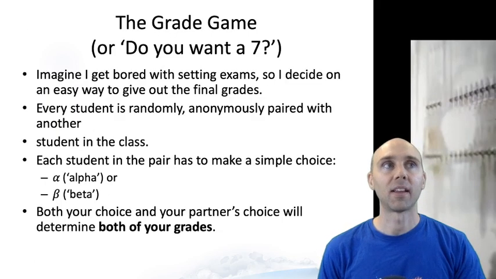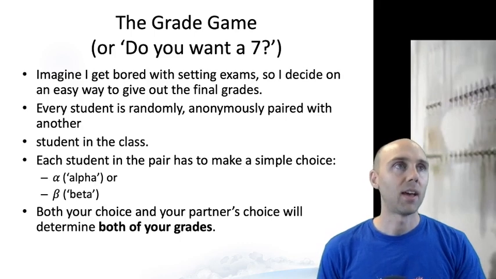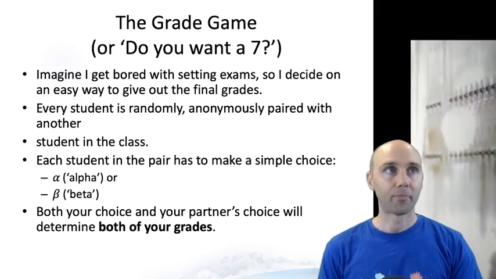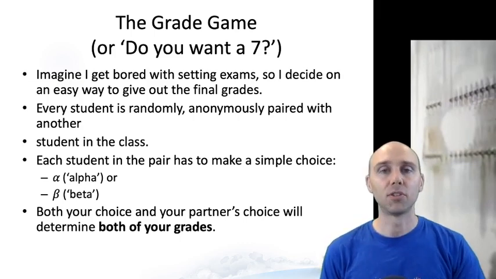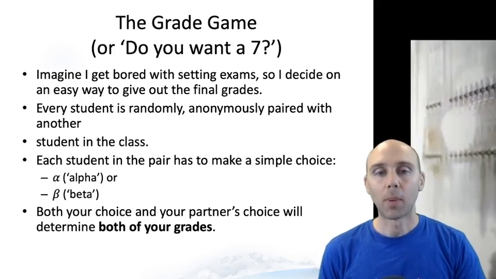Let's look at a simple example to get you thinking. Imagine I've invented a game called the grade game, and we decide in these troubled times that the best way to allocate your grade is to be done via this game. So what happens is, during the exam week, you are told that you are randomly paired with another student in the class, and you have to make a choice, alpha or beta. So you click the button, submit your choice, and both your choice and your partner's choice determines both of your grades.